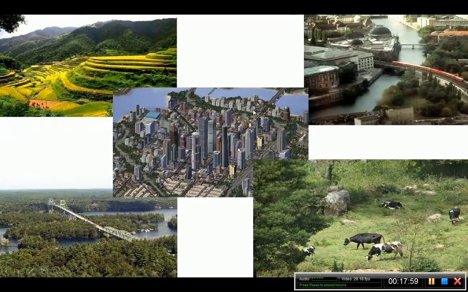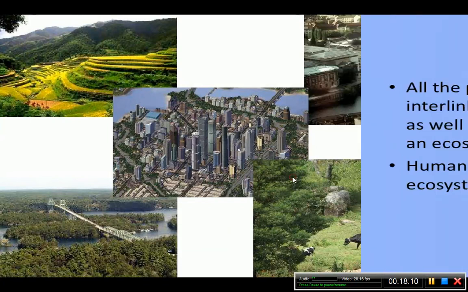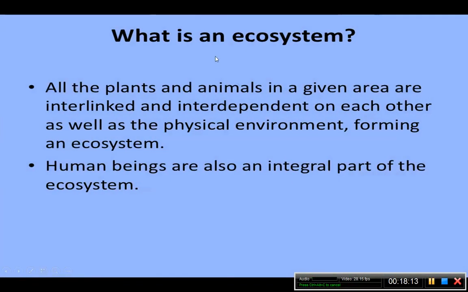Industries, urban areas can be seen in this figure. Likewise, some other figures are here. Then, moving toward why we are worried about the removal of vegetation. So, we think about an ecosystem. Let us see what that is.